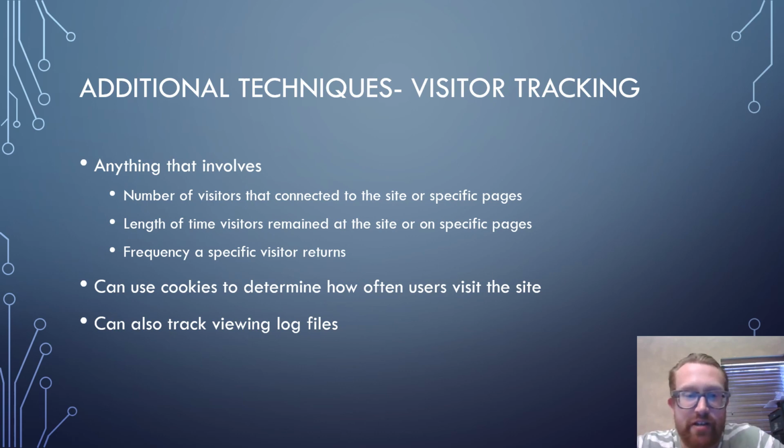Next is visitor tracking. And visitor tracking is anything that involves the number of visitors connected to the site or specific pages, the length of time visitors remained at the site or on specific pages, and the frequency a specific visitor returns. Remember, we talked about IP addresses in previous units. Your IP address is traceable, and a good site tracking will be able to determine your IP address, where you're located, and it can also tell how long you spend on that page and if that IP address keeps returning. Okay, good visitor tracking has and can do that information.